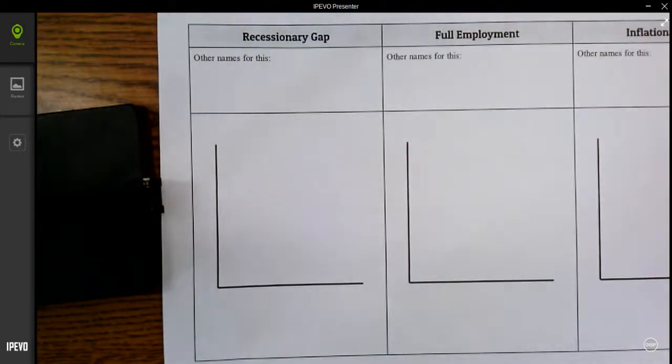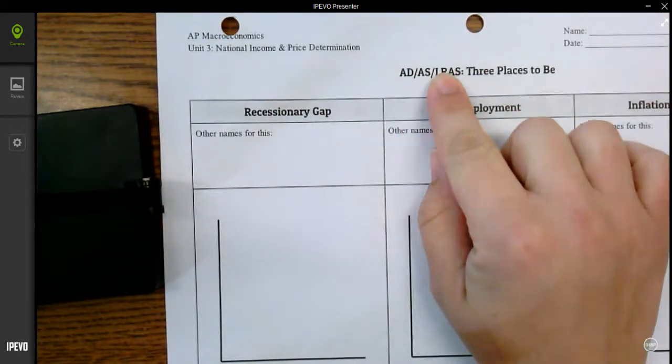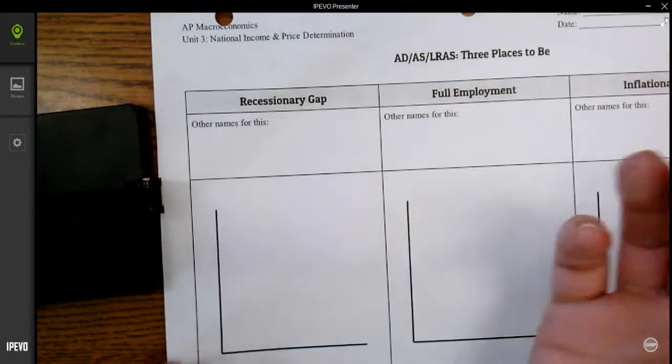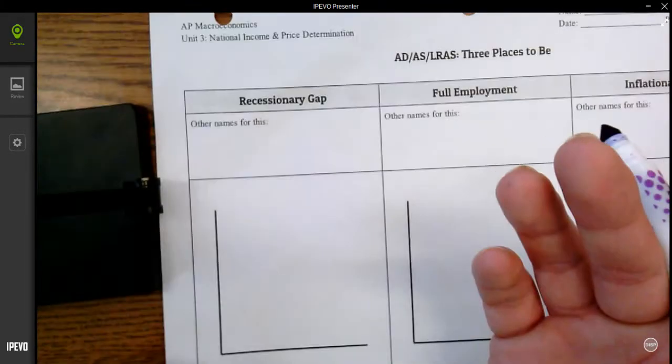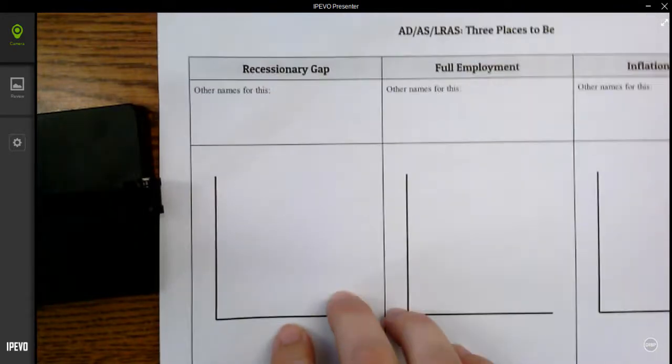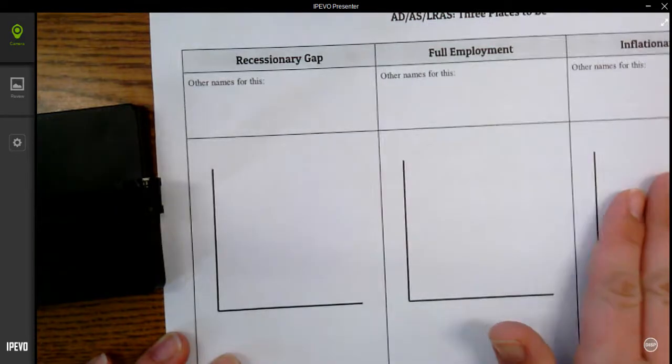Hello, everybody. This video is to work on the concept of the aggregate demand, aggregate supply, and long run aggregate supply graph. I have this handout called exactly that, labeled 3 places to be. If you don't have this handout, there is no reason why you can't do this on a blank piece of paper, but I'm going to use this as a framework for how I'm going to go through this today. I want to start in the middle, and then we're going to go to the left, and then we're going to go to the right.